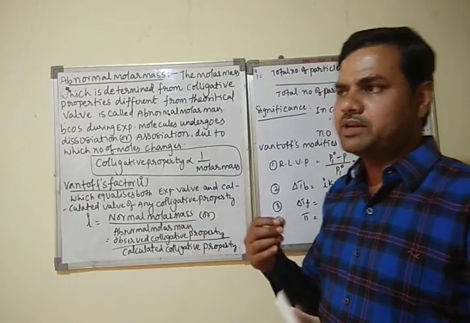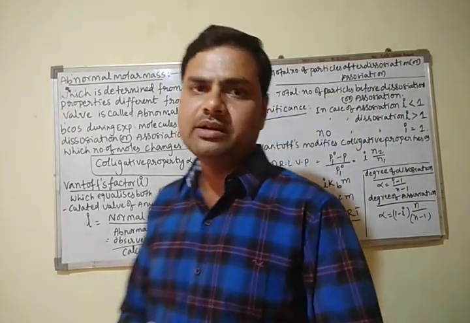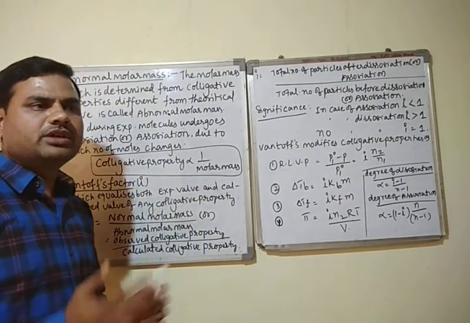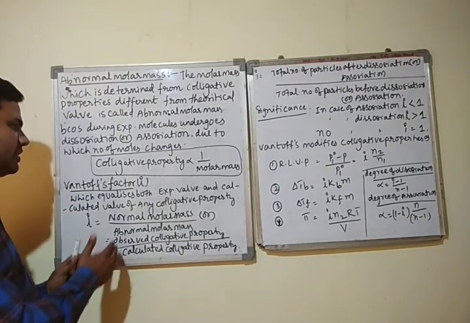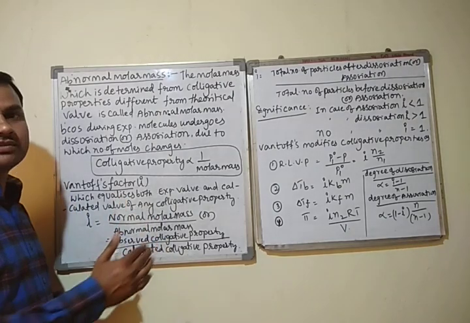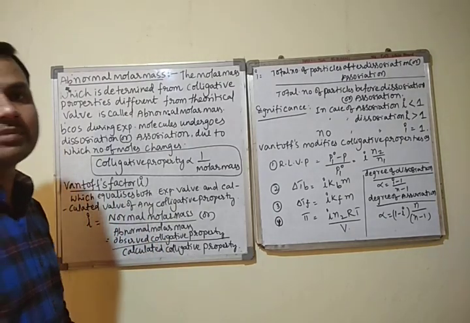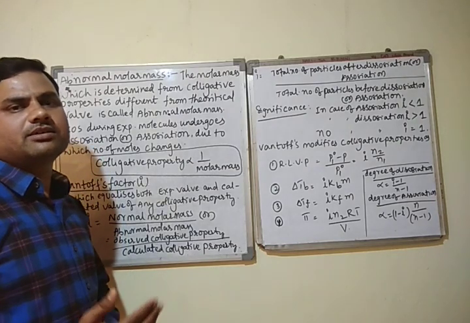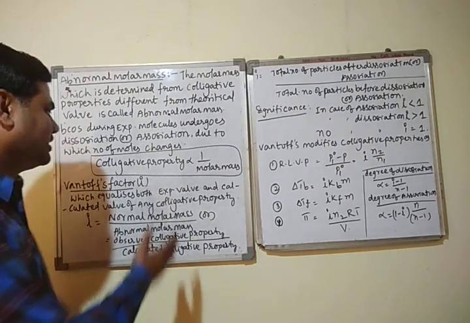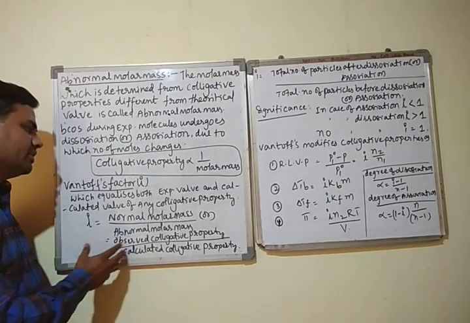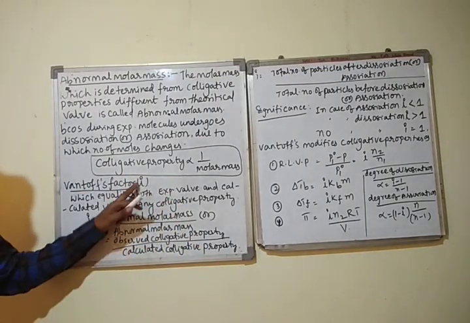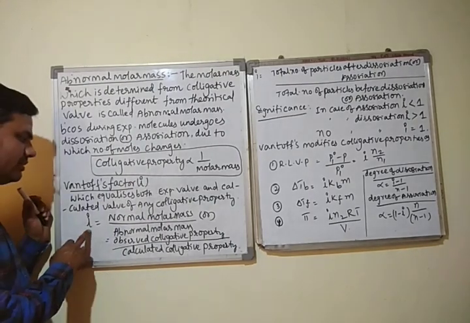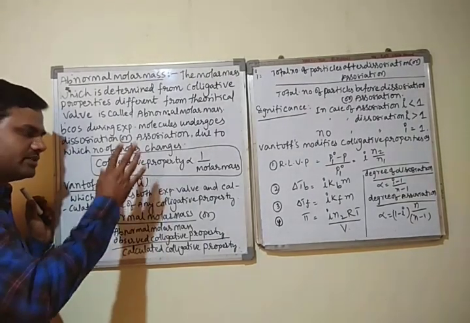See, colligative property, whatever you calculate either from the experiment or from the theoretical value, to equalize these two, we are using one factor. Why? Because molar masses are not equal. When the molar masses are not equal, colligative property also changes, right? To equalize the colligative property from the theoretical value and experimental value, we are using one factor. The name of the factor is called what? Van't Hoff factor, and denoted with what? I. What is I? I can be calculated by using three formulas.